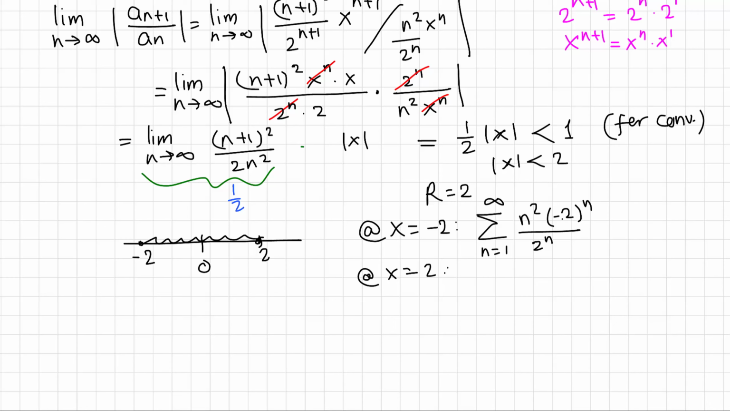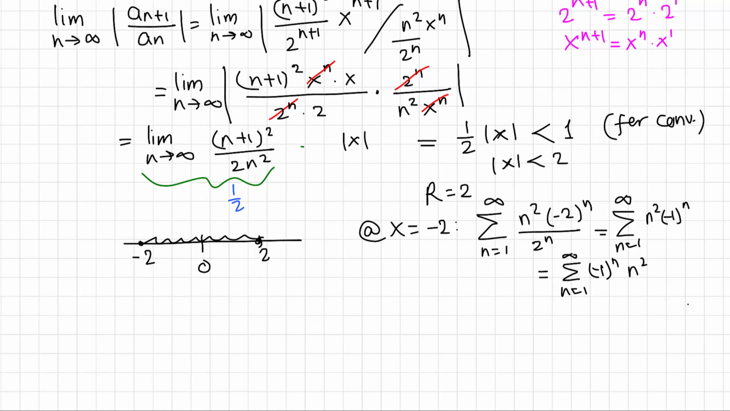Now (-2)^n is the same as (-1)^n times 2^n. So let's simplify this. The sum from n equals 1 through infinity of n squared times (-1)^n times 2^n over 2^n. We can cancel 2^n from the top and bottom, so I'm left with the sum of (-1)^n n squared. I'm going to consider this in a moment.